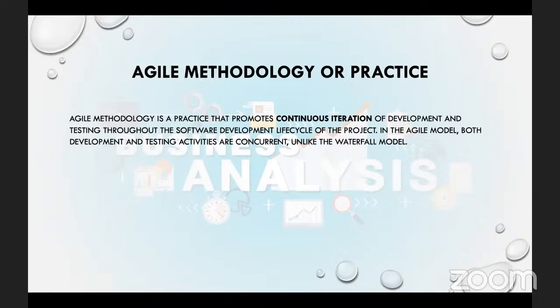But in Agile, we're saying here that Agile is a practice that promotes continuous iteration of development. What does this mean? Continuous iteration. That means work is broken down. We will have to break down these feature sets that we want to build, right? There's going to be like a continuous loop somewhere, but we will get to that. So continuous iteration of development and testing.